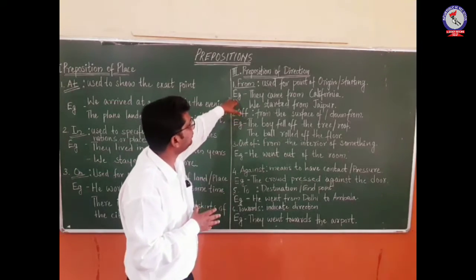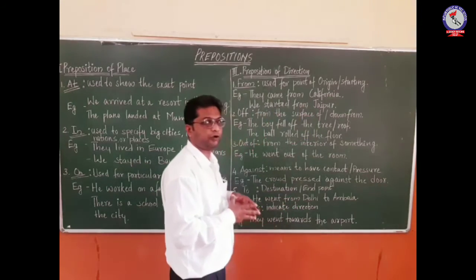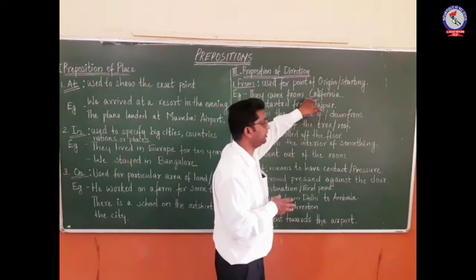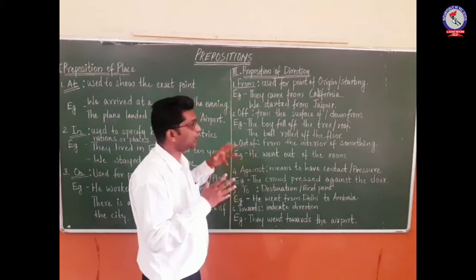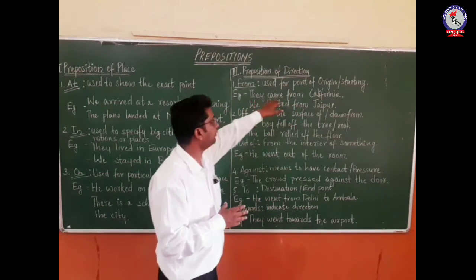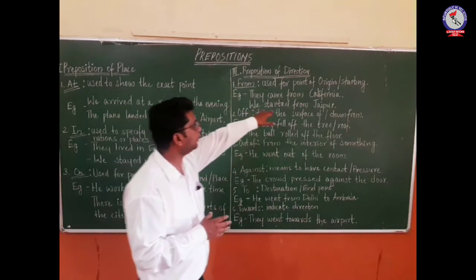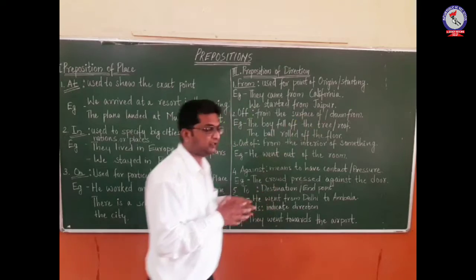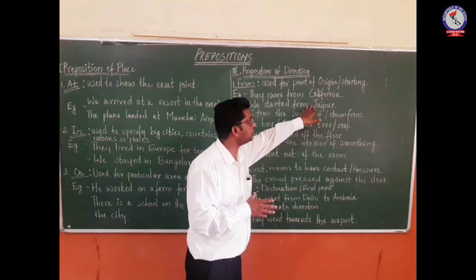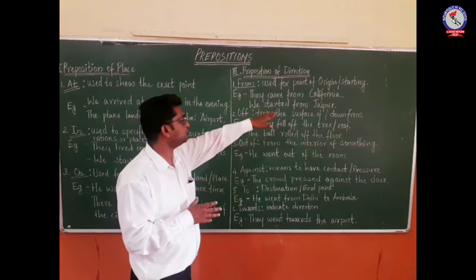See the example. They came from California. Their point of origin, their starting point, is California. So in order to show their starting point, we have used from. See another example. We started from Jaipur. Where did they start? They started from Jaipur. Jaipur is the point of their starting.